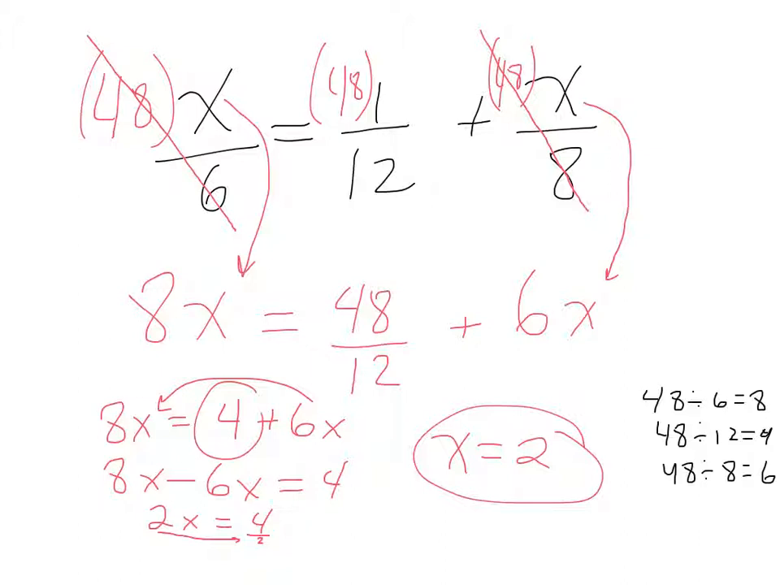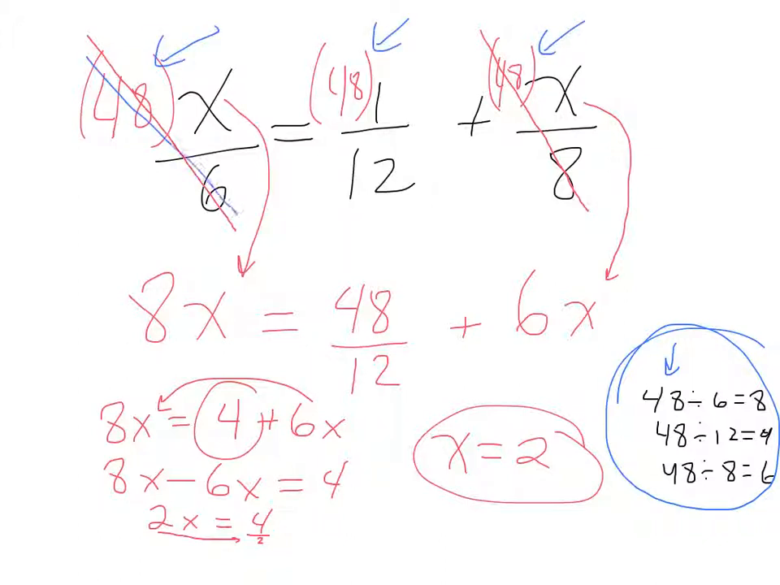So I did that by finding the lowest common denominator, which was 48, multiplying everything by 48, reducing so that I get no fraction, right? 48 divided by 12 was 4, and 48 divided by 8 is 6. So therefore, I've gotten rid of all my fractions. Okay, let's do another one.